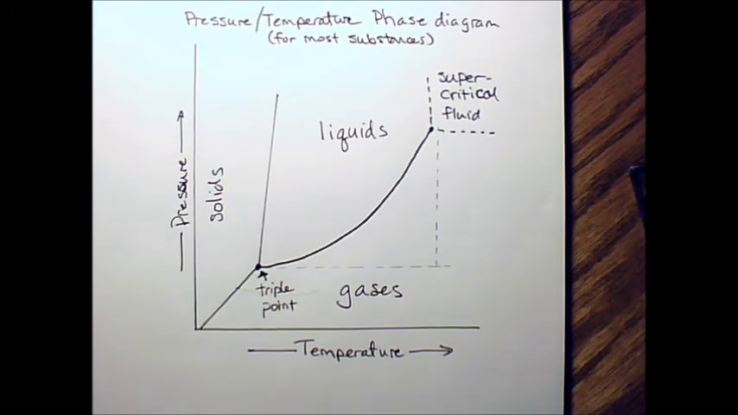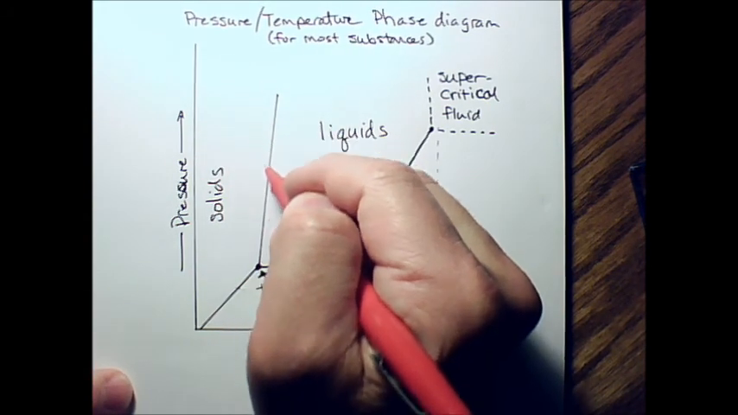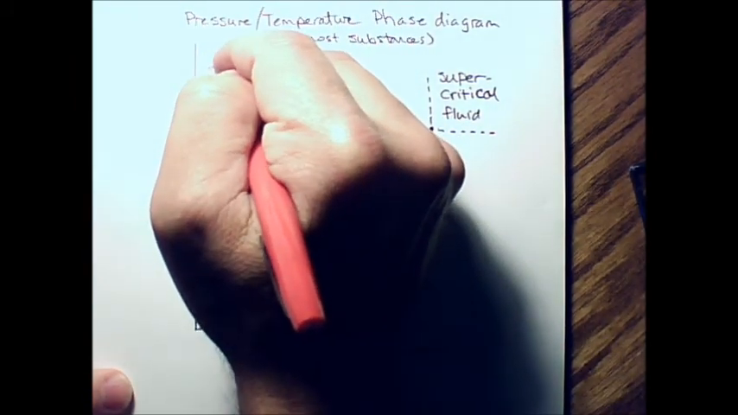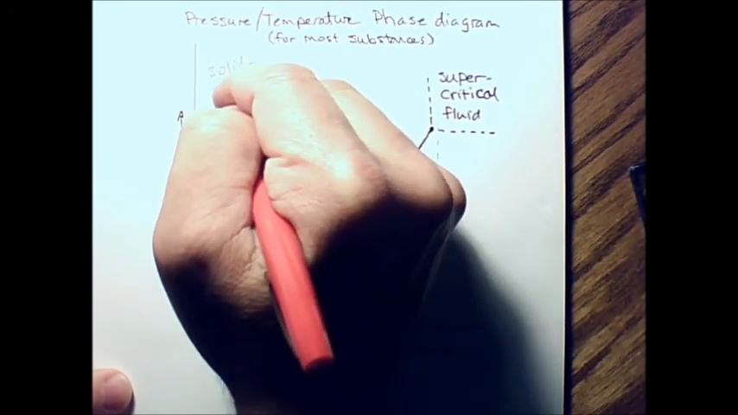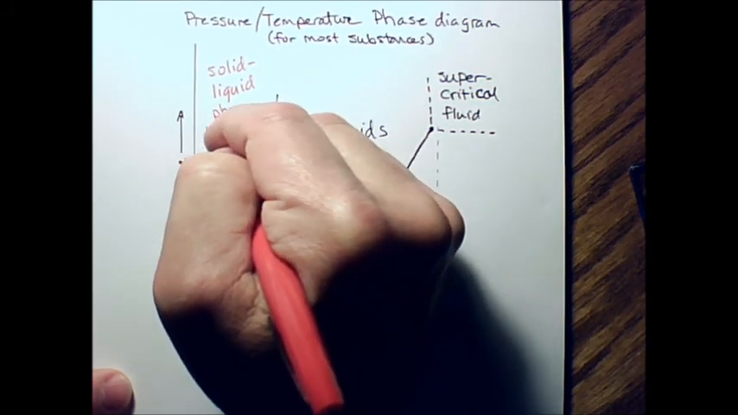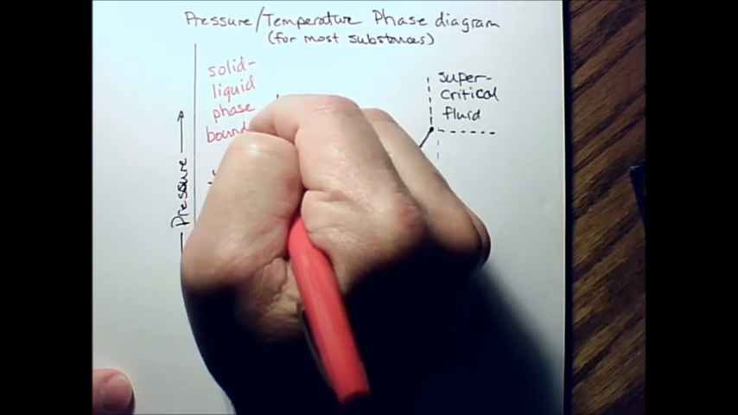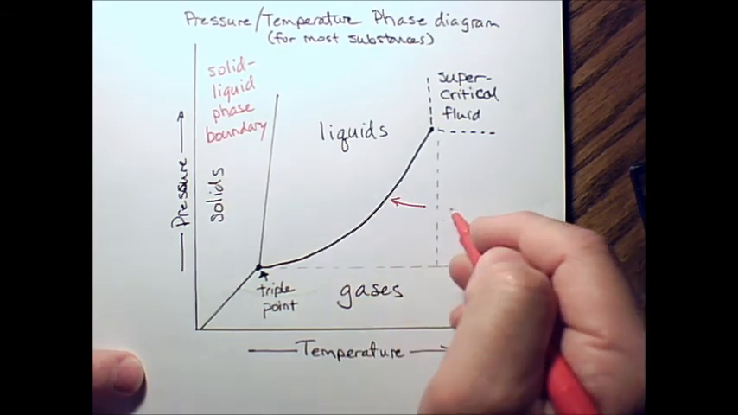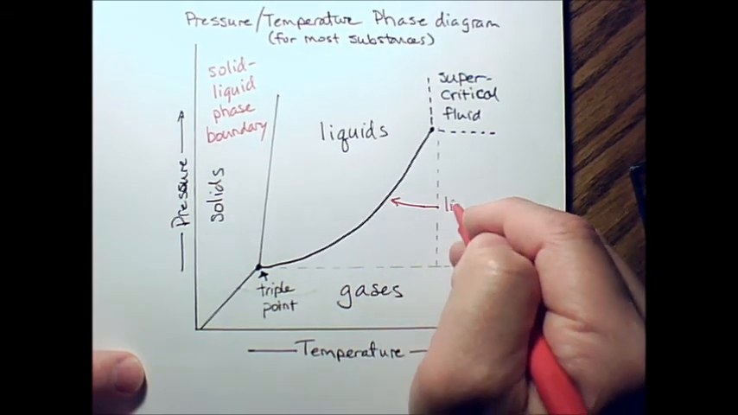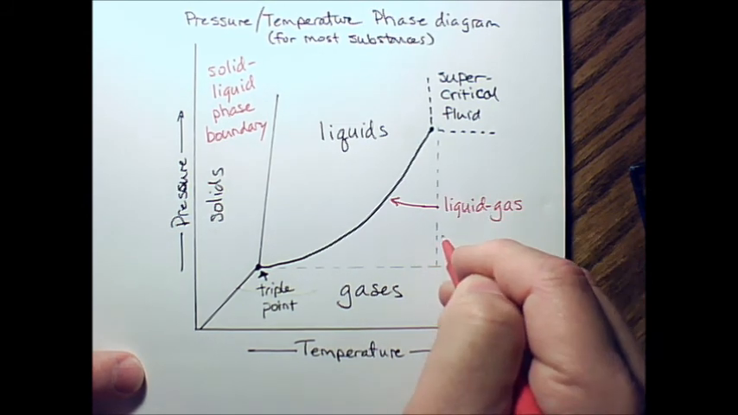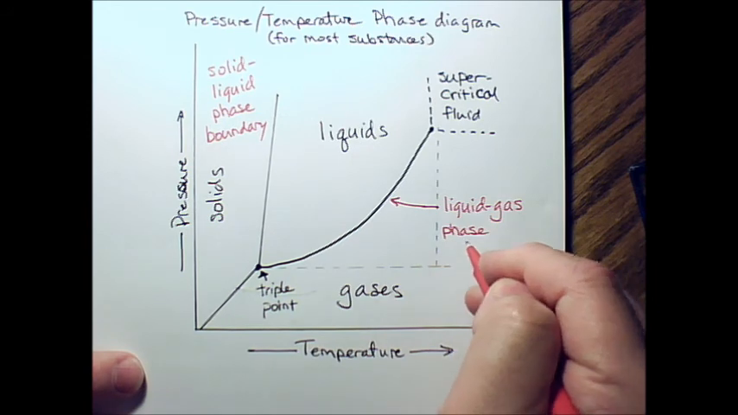Now, just for the purposes of clarification of terms, I want you to know that this line right here that separates solids from liquids, we call this a solid liquid phase boundary. And this curve right here, we call this a liquid gas phase boundary.